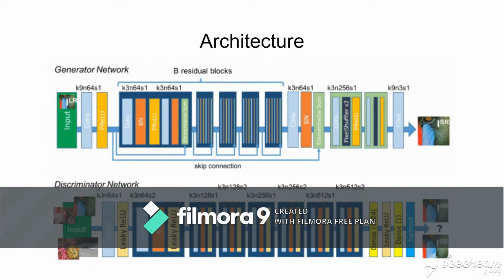Now, this is given along with a high resolution image to the discriminator network, which again passes through convolution layers and leaky ReLU functions. And lastly, it passes through a sigmoid activation function at the end of the network, which then identifies whether the image is real or fake.